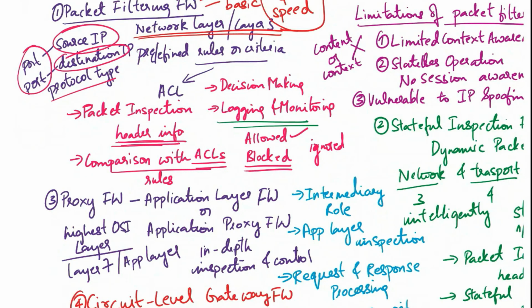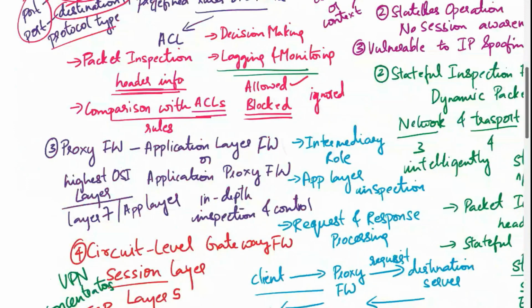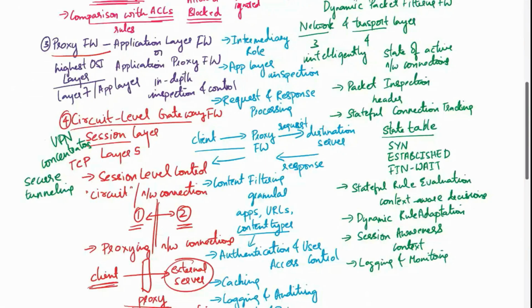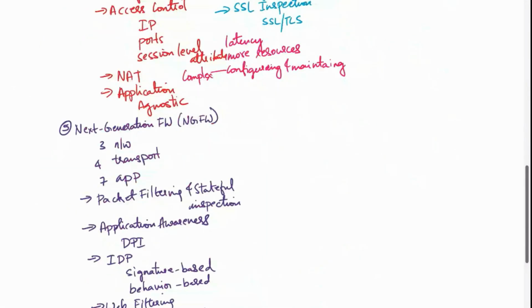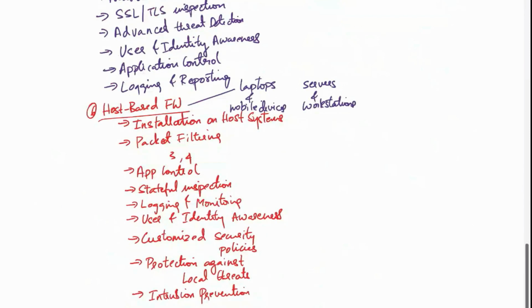So, we learned about different types of firewalls. First, we learned about packet filtering firewall, stateful inspection firewall, proxy level firewall, circuit level firewall, next generation firewall, and host based firewall. So these are the different types.